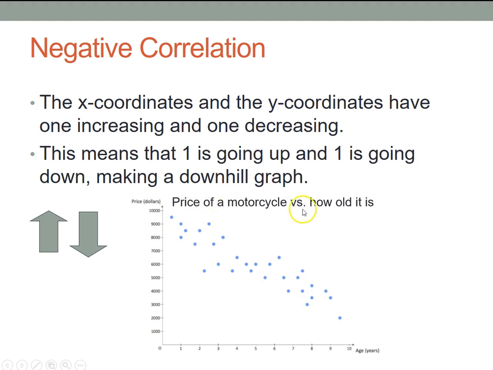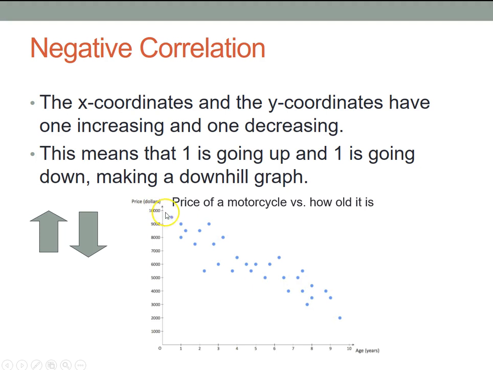And let's check this out. Price of a motorcycle versus how old it is. So a new motorcycle might be about $10,000, $9,500 there. If I'm getting a motorcycle that's more than 9 years old, I might be paying $2,000. Probably still a nice motorcycle for $2,000. But you can see that as a motorcycle ages, generally the cost of that motorcycle is going to go down. That means there's a negative correlation.